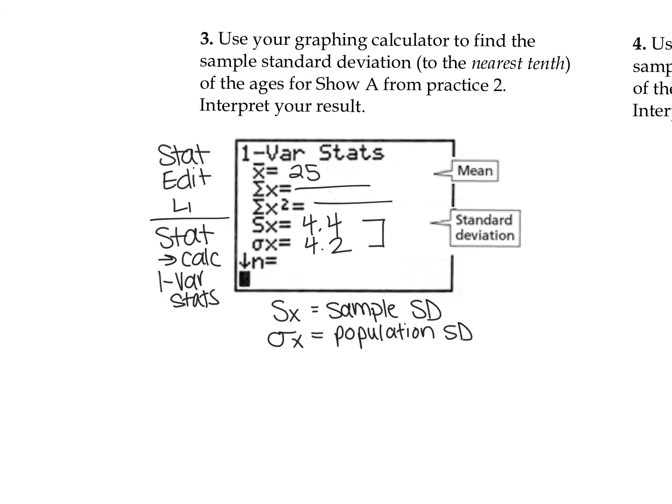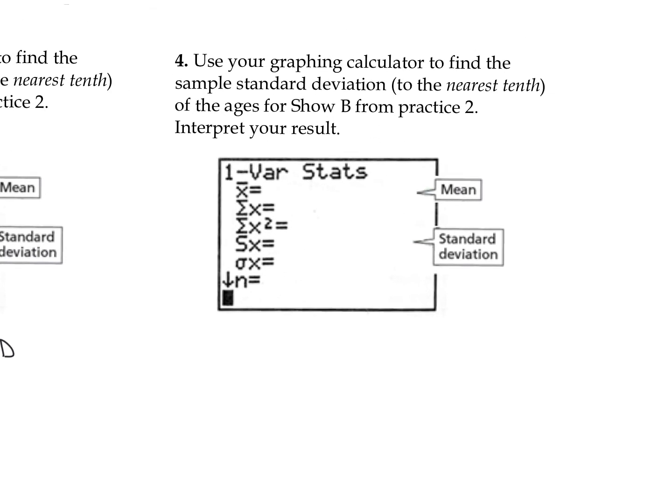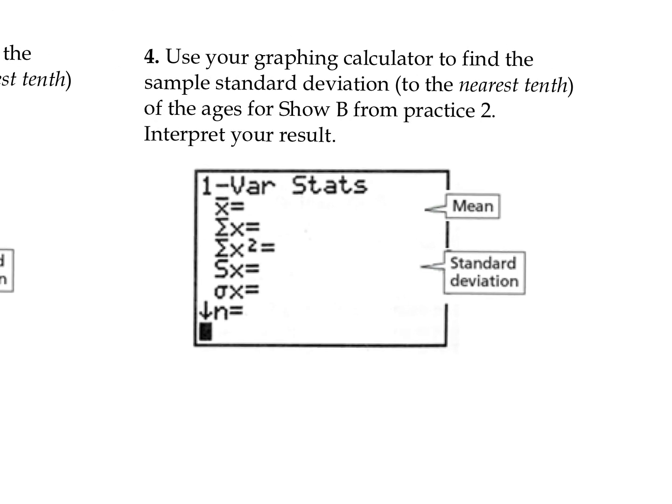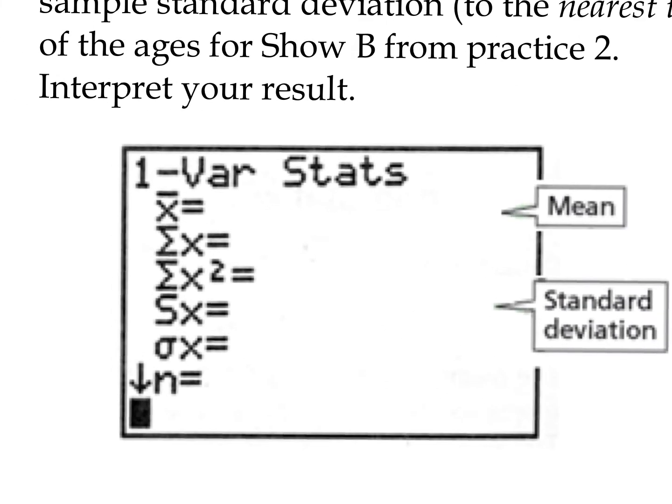So now we're going to go ahead and do the same thing for our show B. We are going to type in the data set for show B and then find our mean and standard deviations. Go ahead, pause the video, and type in your data for show B. All right, so for the mean, I got 26. You don't have to worry about the next two. And then Sx, sample standard deviation, I got 7.8. And then the sigma x population standard deviation, I got 7.47 or 7.5.